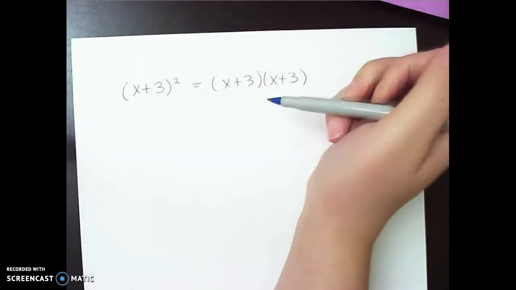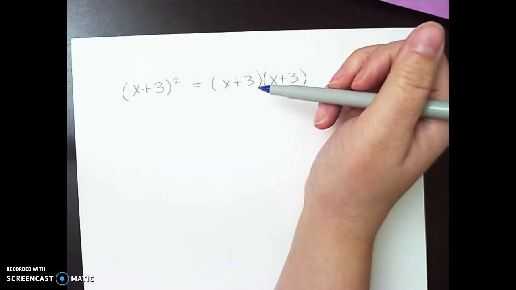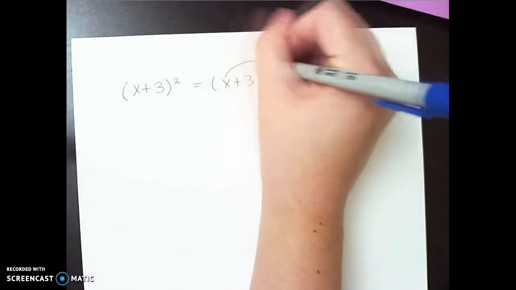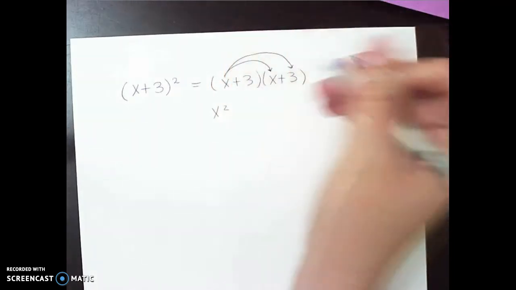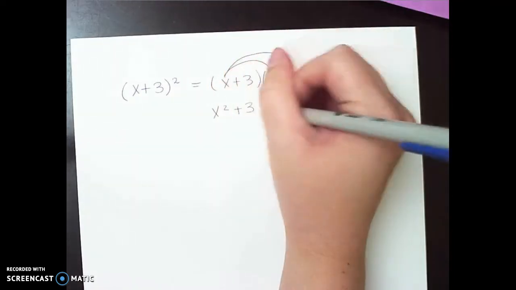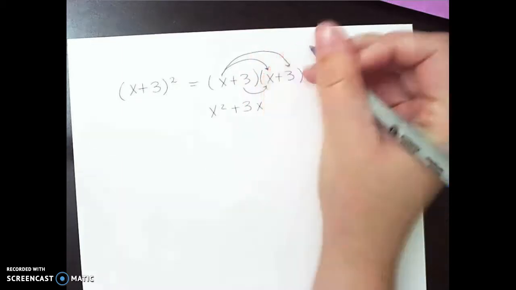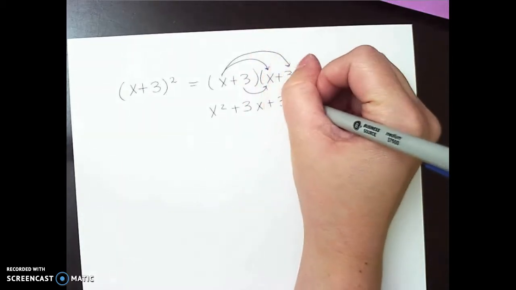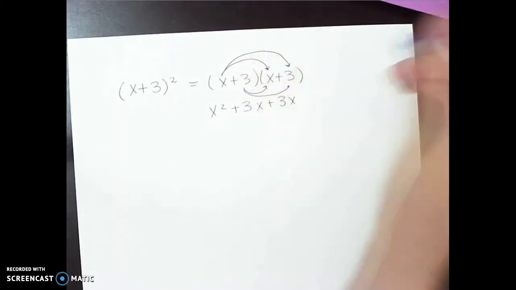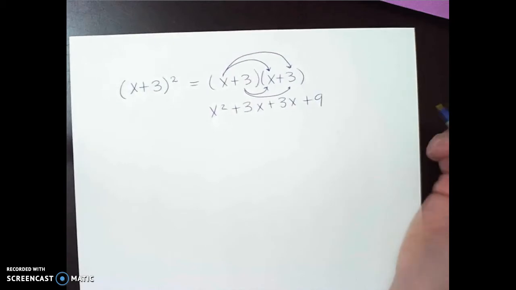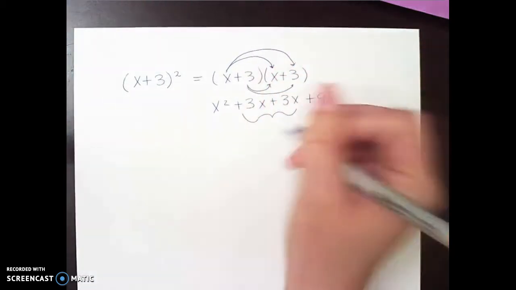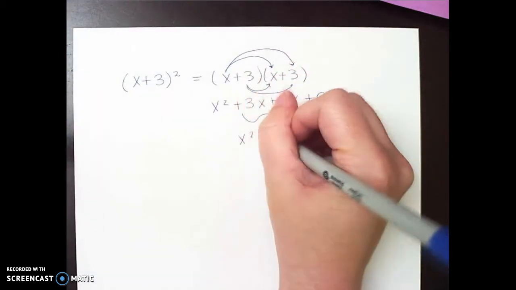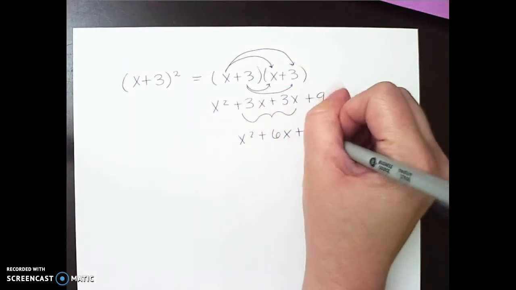And from algebra, we know that we have to distribute. So if I multiply x times x, I'm going to get x squared. x times 3 is positive 3x. Positive 3 times x is another positive 3x, and positive 3 times positive 3 is positive 9. And if I simplify by combining like terms, I'm going to get x squared plus 6x plus 9.